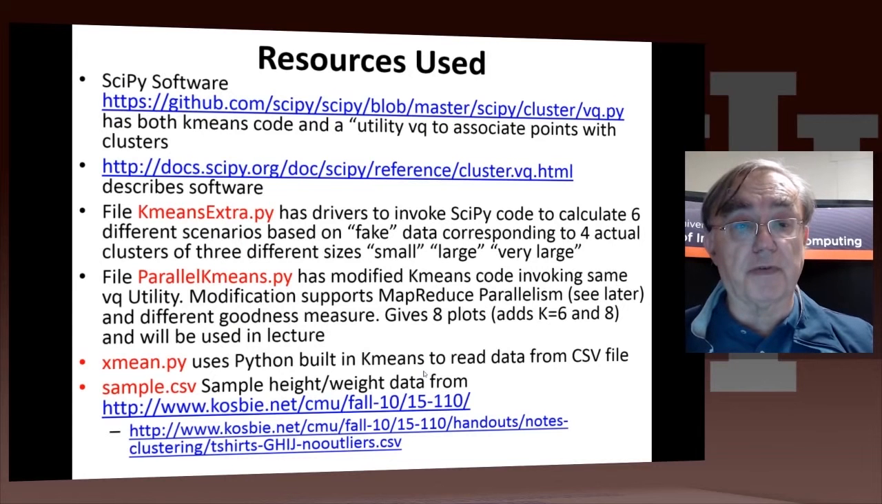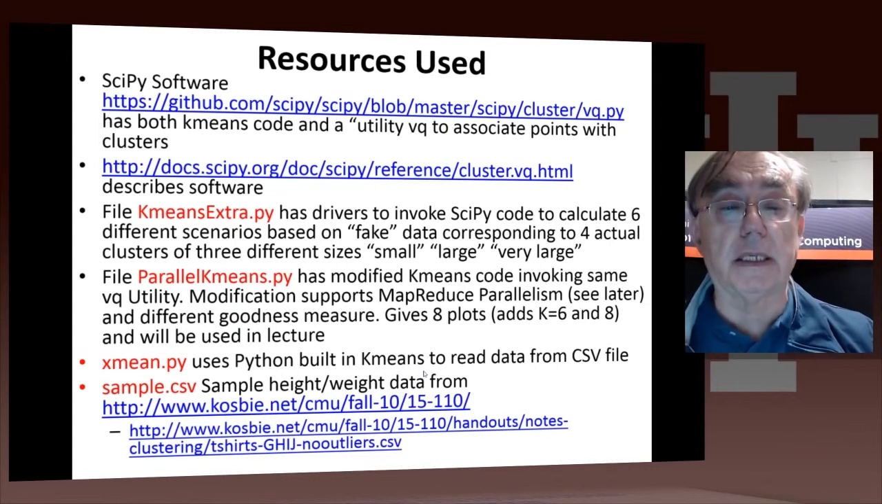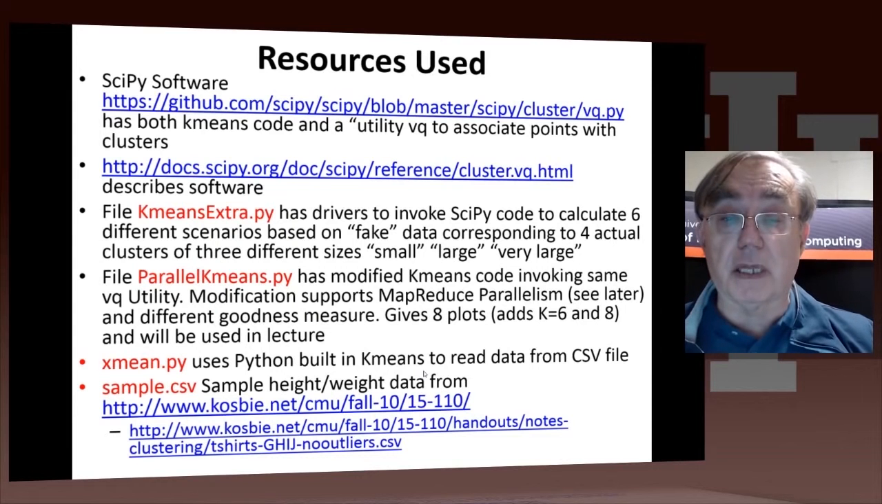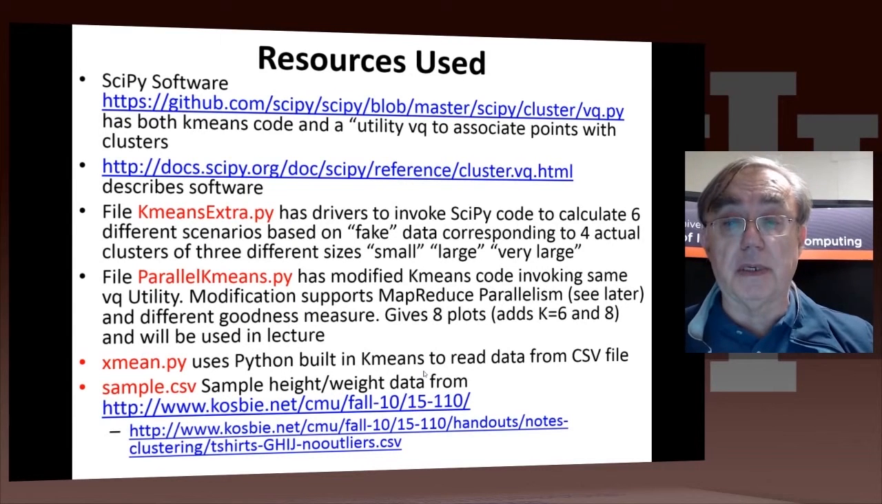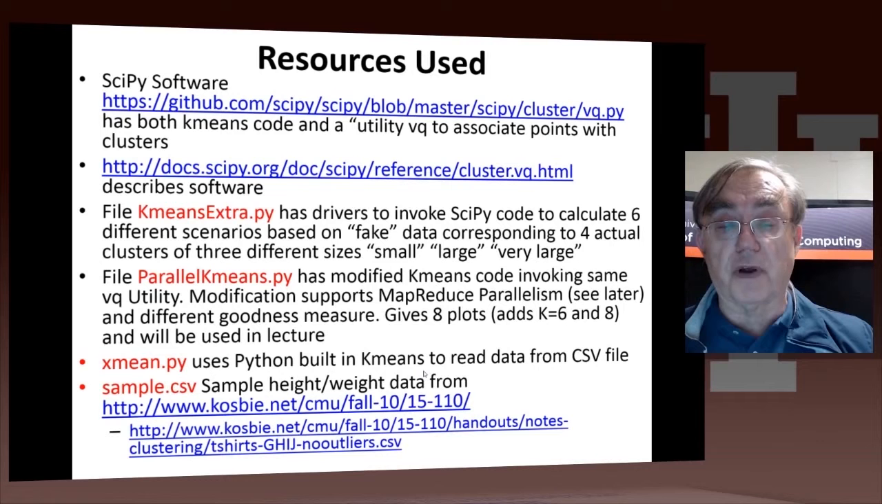There are 4 files provided with this section. The file k-means extra.py actually we don't run in this class, but it's useful there. It invokes the actual SciPy code. It does clustering based on the fake data, which fake data is actually used in a later file, parallel k-means.py, which generates 4 actual clusters of 3 different sizes, small, large, and very large.